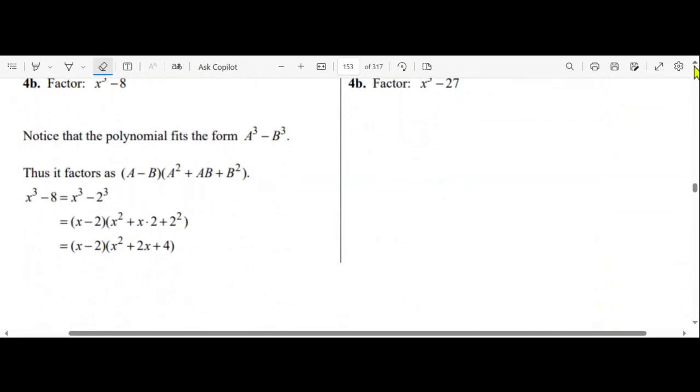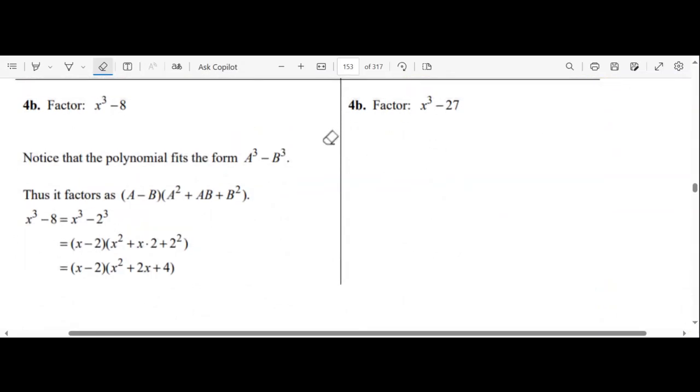Who can tell me the next one? Difference of cubes or difference of squares? Of cubes. How did you know? Because this is 3 to the power of 3. So what should I do? Take the same sign, right? Same sign is how much? Negative. Take x and 3.